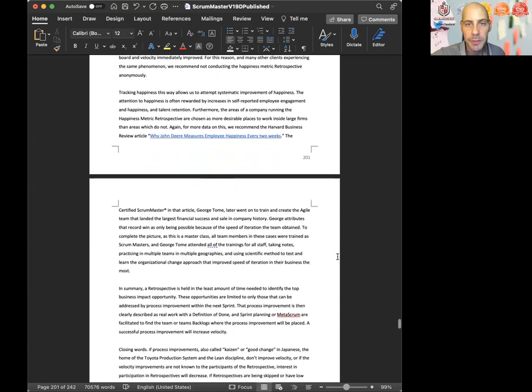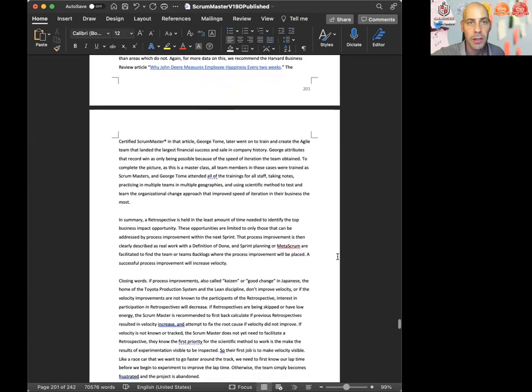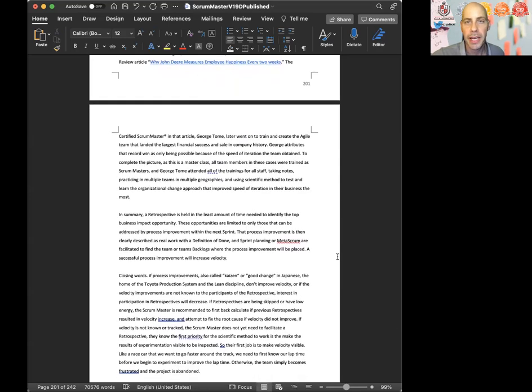Again, for more data on this, we recommend the Harvard Business Review article, Why John Deere Measures Employee Happiness Every 2 Weeks. The certified Scrum Master in that article, George Tome, later went on to train and create the Agile team that landed the largest financial success and sale in company history. George attributes that record win as being only possible because of the speed of iteration the team obtained.